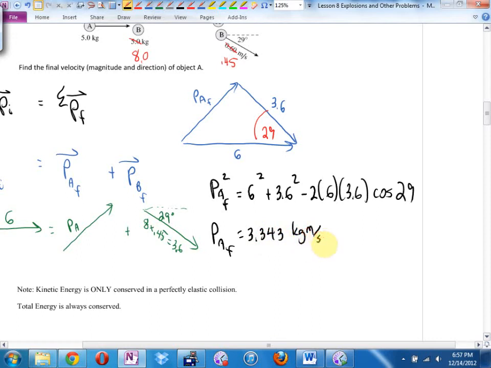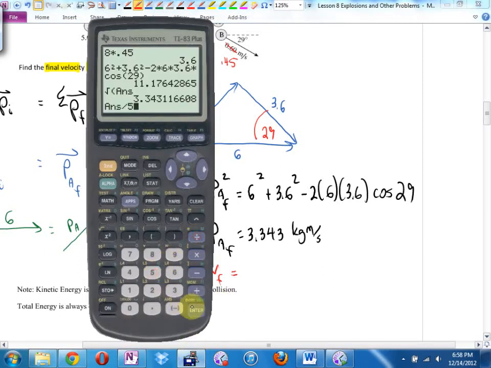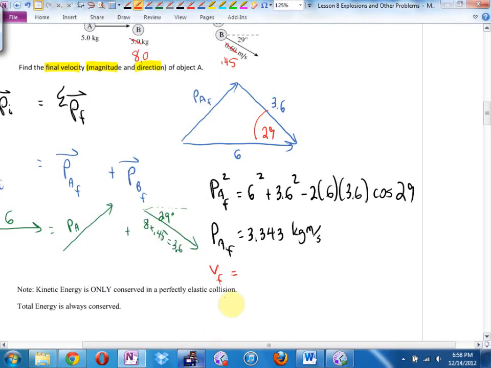Of course, that's not what the question wanted me to find. The question wanted me to find final velocity, magnitude and direction. How can I find velocity if I know the momentum? Divide by the mass. Final velocity is going to be, what was mass A? 5. So I'm going to go this divided by 5, and I get a final velocity of 0.669 meters per second. Actually, that's only a final speed.